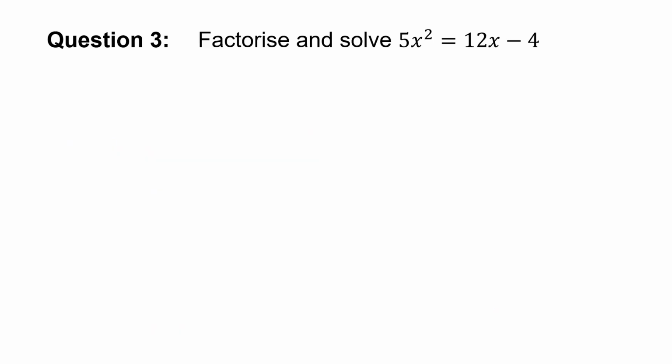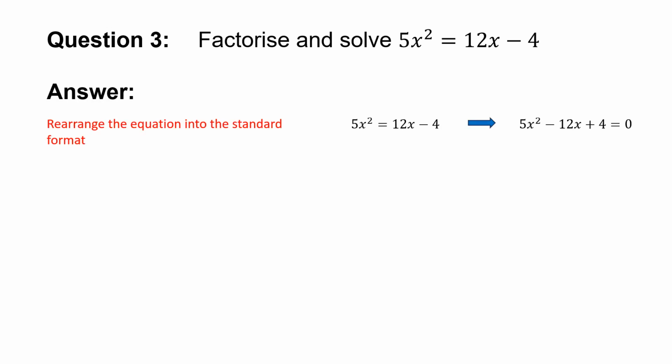And our final question of the day, we have to factorize and solve 5x squared equals 12x minus 4. Pause the video and come back when you want to run through the answer. So for this last one, our first step is that we need to rearrange into the standard format. So to do this, we're going to carry across the 12x as a minus 12x and the minus 4 as a plus 4. So we get 5x squared minus 12x plus 4 equals 0.